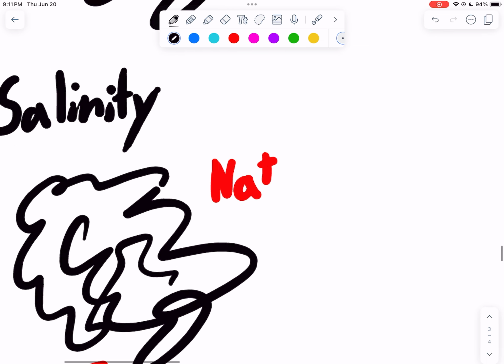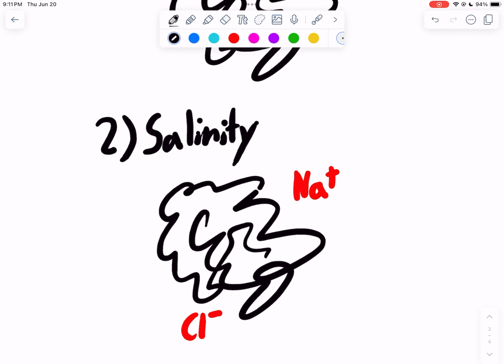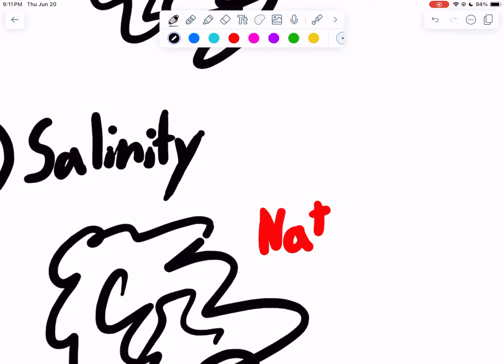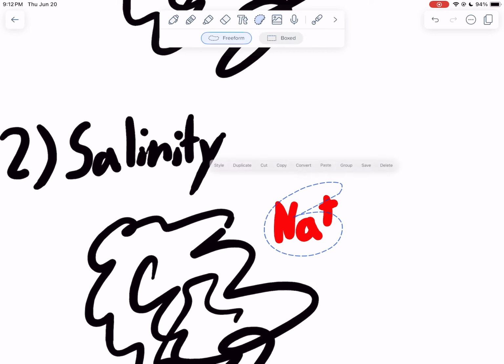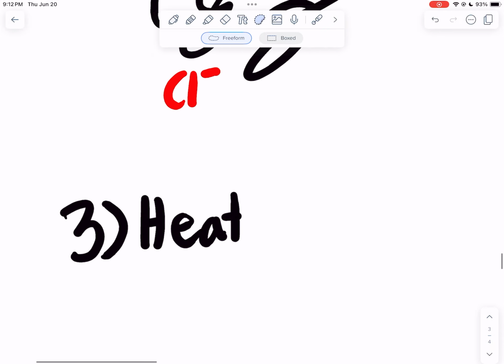The next thing, as you just saw, is salinity, and it's very similar to pH in the fact that excess salt can cause a change in protein because the Na pluses and the Cl minuses will interact with various things because of their charge, mainly polar stuff, and that can cause essentially a protein to change shape and denature.